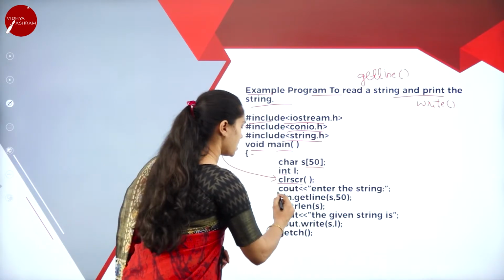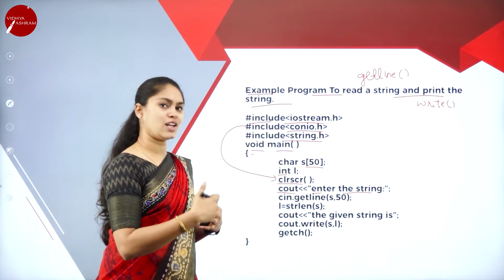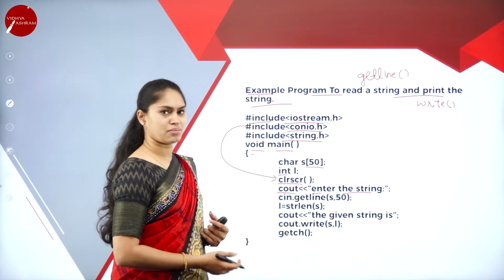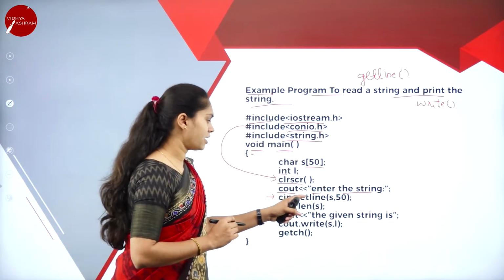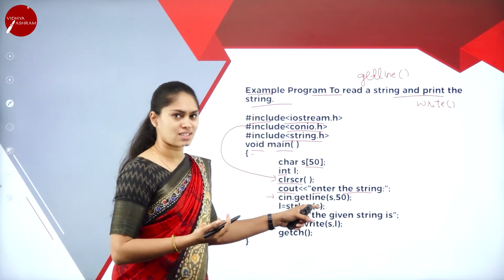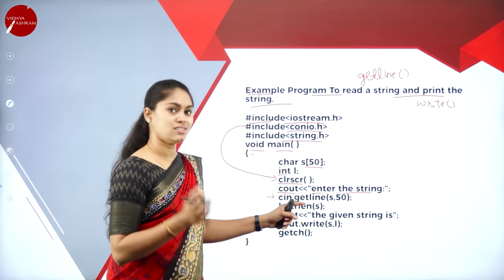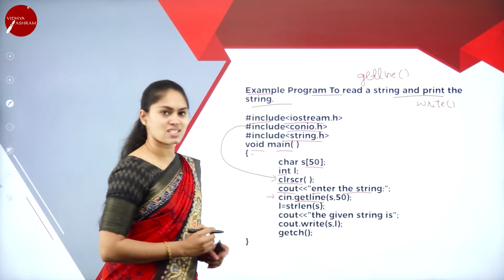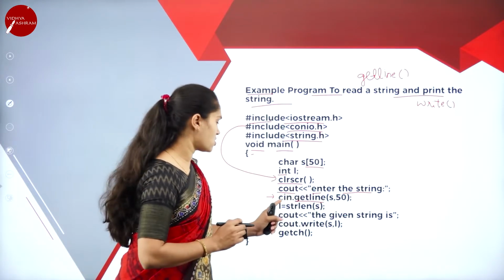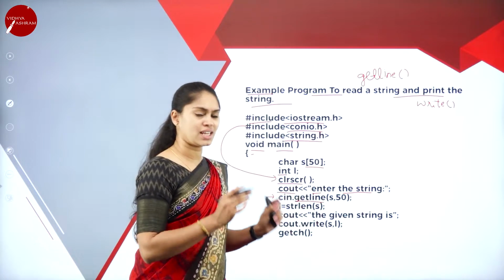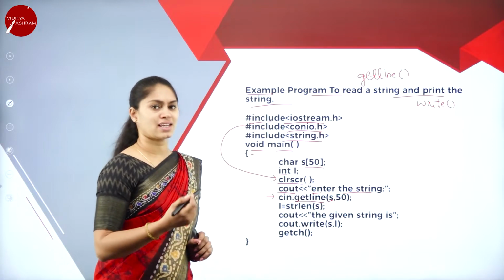Next cout, enter the string. The compiler is asking us to enter the value for the string, so that is in the cout statement. What is the next statement I have? That is the important statement called cin.getline. What was the syntax that I discussed in my previous slide? That is how we take a stream of characters with the help of the getline function. Am I supposed to use cin or cout? We have to use cin. So cin.getline of, I am taking a string as well as the size. This s is the string and 50 is the maximum size.